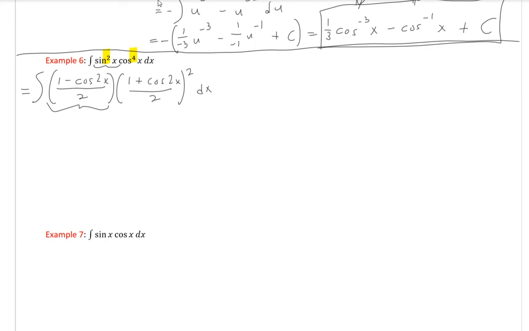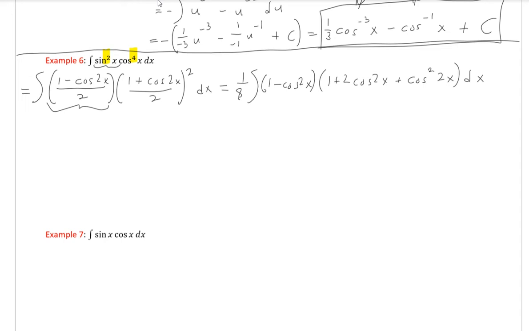Okay, this gets a bit gross. I have 1/2 and a 1/2 squared here, so I'm overall going to get a 1/8 outside of this integral. I'll keep that 1 minus cosine 2x by itself for now, but I will expand this 1 plus cosine 2x squared out. That should give me 1 plus 2 cosine of 2x plus cosine squared of 2x. I believe we did that earlier.